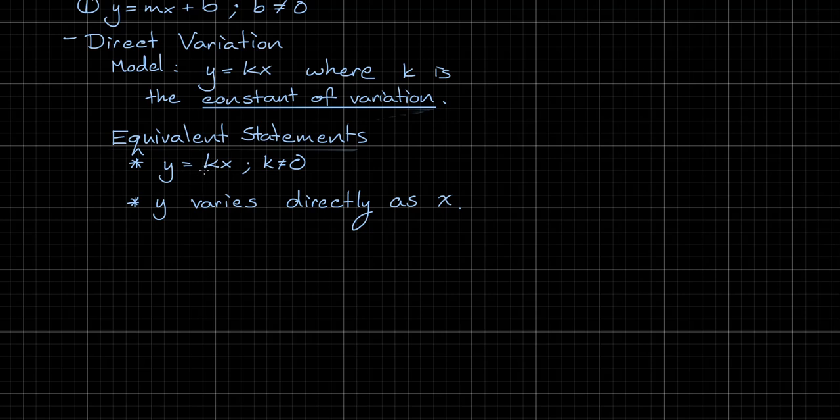And we'll see that language a lot in physics. We'll see it today in some physics examples. This language is really, really specific. Y varies directly as x says this formula.